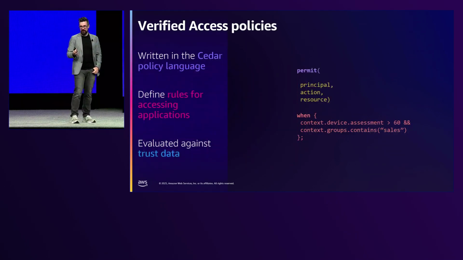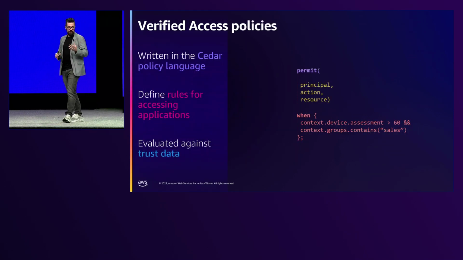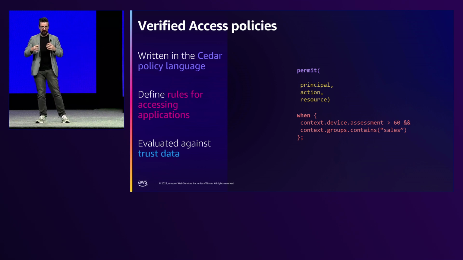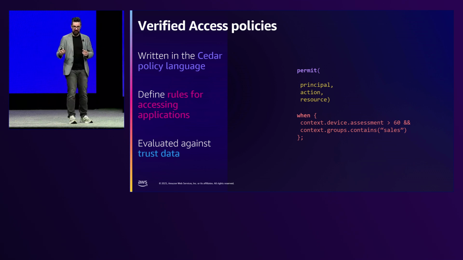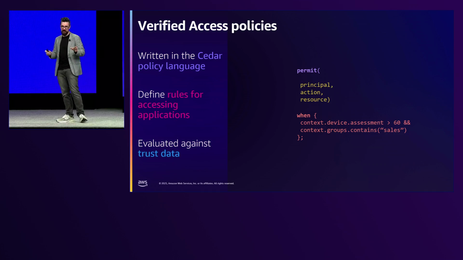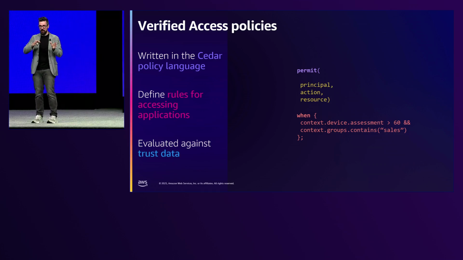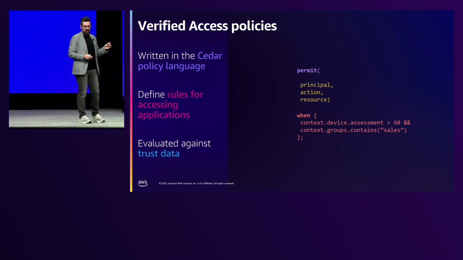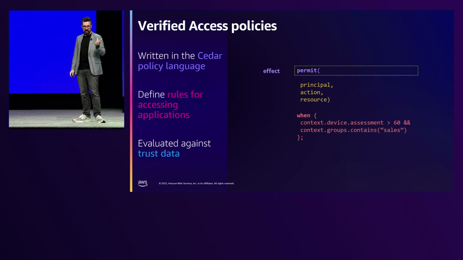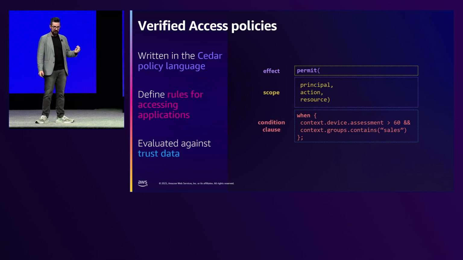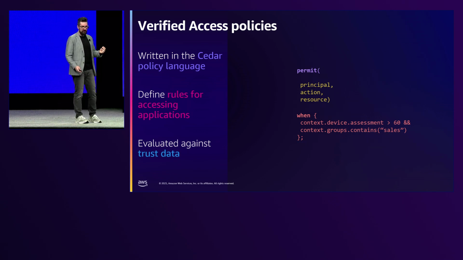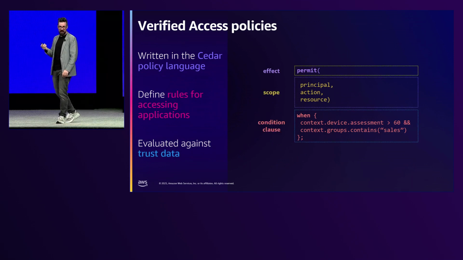Now, these policies are written in a language called Cedar, and this is a policy-based language that allows you to do things like express fine-grained permissions as easy to understand policies in your application. And this will be how we define the rules for accessing our applications. I've got an example policy on the screen here. I've got my effect, my scope, and my condition clause, and this information will be evaluated against my trust data.